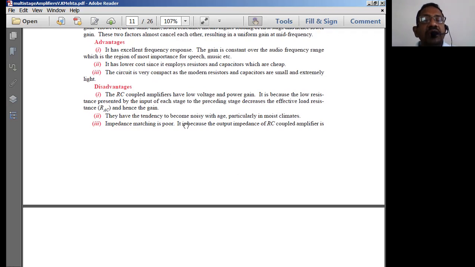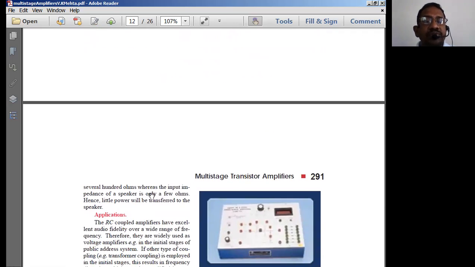They have a tendency to become noisy with age, particularly in moist climates. They are going to be noisy because resistance is there. Resistance is noisy in nature. The two stages are coupled by a resistor and capacitor combination. That resistor is there, so therefore it is noisy in nature. Also, impedance matching is very poor. It is because the output impedance of the RC coupled amplifier is several hundred ohms, whereas the input impedance of the speaker is only a few ohms. Therefore, the output from the amplifier could not be the maximum.